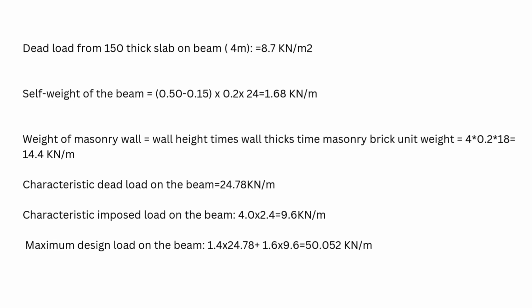Weight of masonry wall equals wall height times wall thickness times masonry brick unit weight equals 4 times 0.2 times 18 equals 14.4 kN/m. Characteristic dead load on the beam 24.78 kN per meter. Characteristic imposed load on the beam, 4.0 times 2.4 equals 9.6 kN per meter. Maximum design load on the beam, 1.4 times 24.78 plus 1.6 times 9.6 equals 50.052 kN per meter.